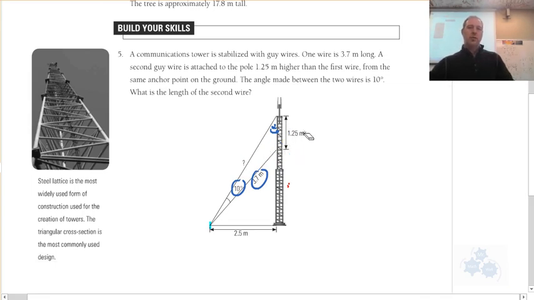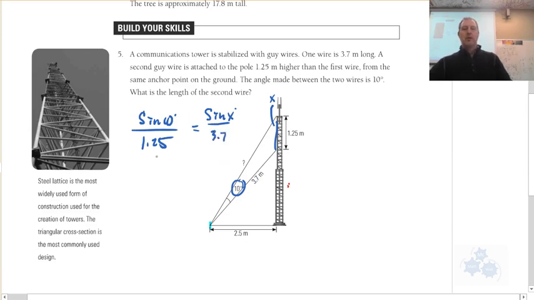Okay? So, back it up. Let's do this. Sine of 10 degrees over 1.25. That's the opposite side of this triangle that the 10 is in. Equals, now I'm going to find this angle. Let's make this angle x, okay? So sine of x over this side length, which is 3.7. See that? All right. So I'm going to multiply the 3.7 up there. That's going to be multiplied by the sine of 10 degrees.